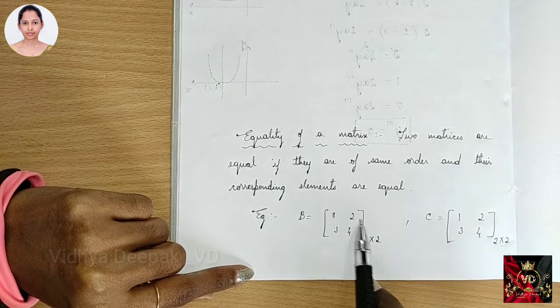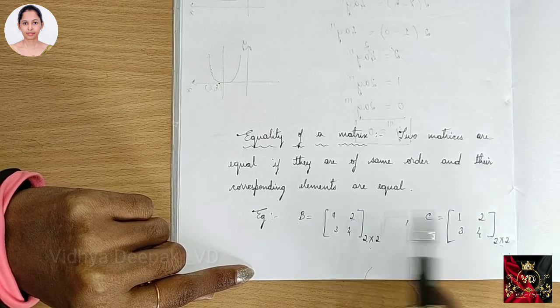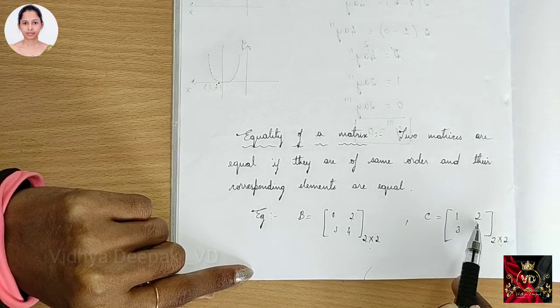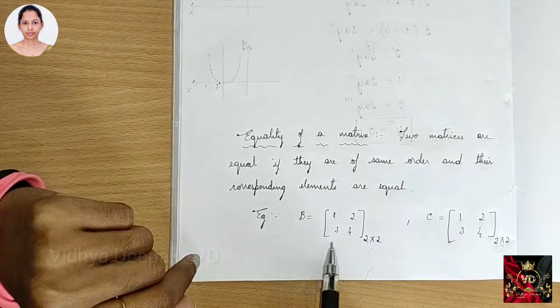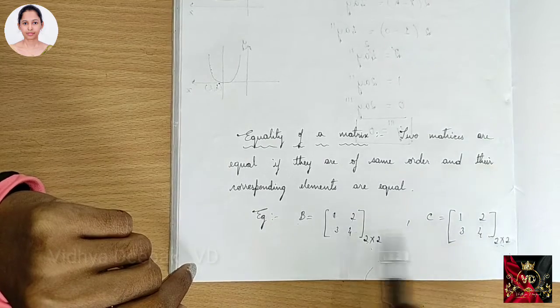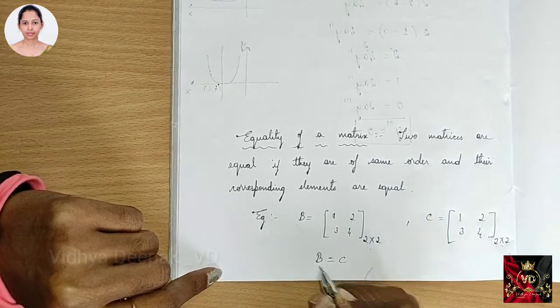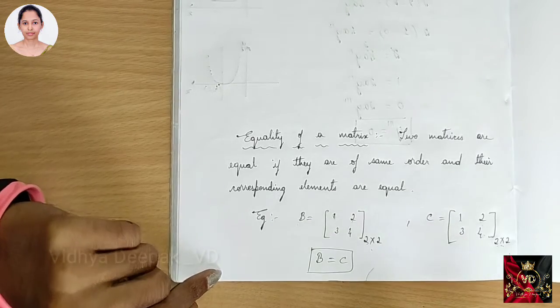1 and 1 are equal. Yes. Next, in this position you have 2. In this position you have 2. So 2 is equal to 2, both the elements are equal. Again, 3 is equal to 3, 4 is equal to 4. That means matrix B is equal to matrix C.